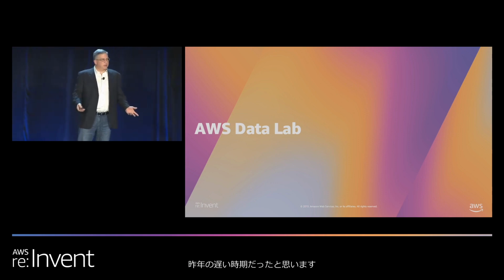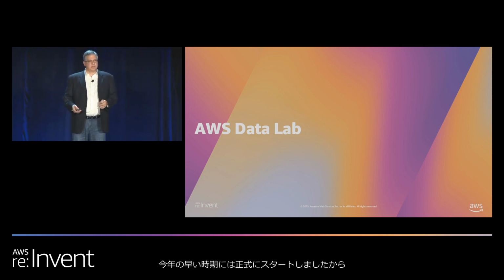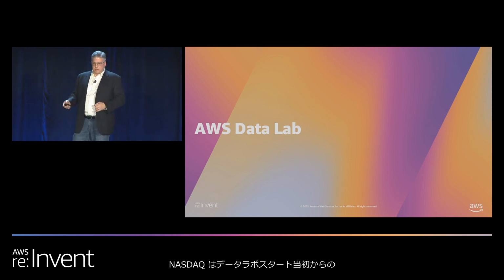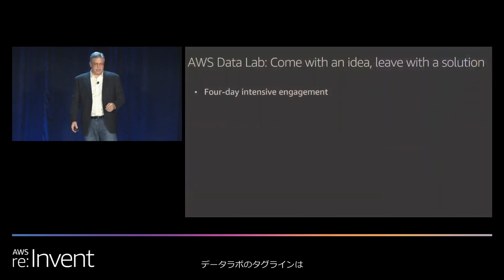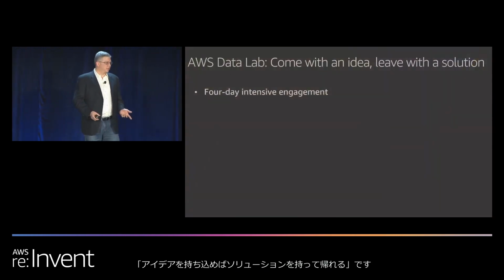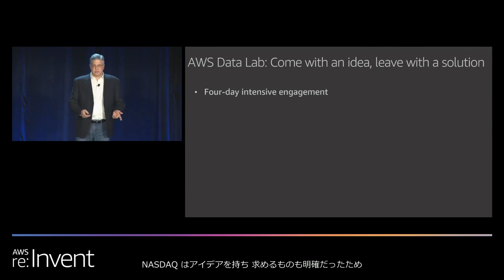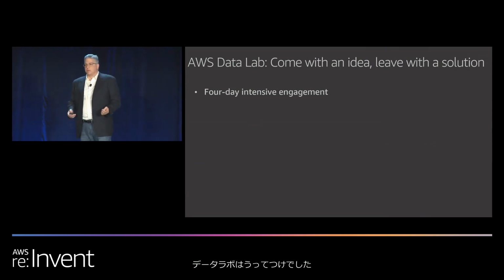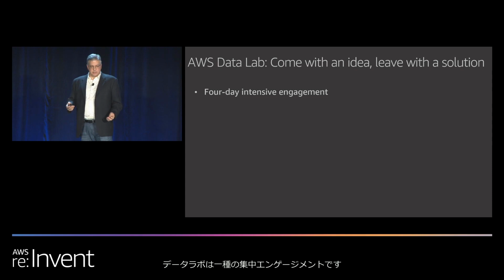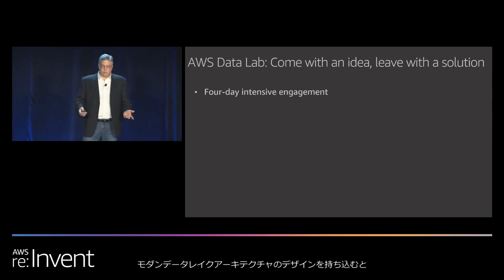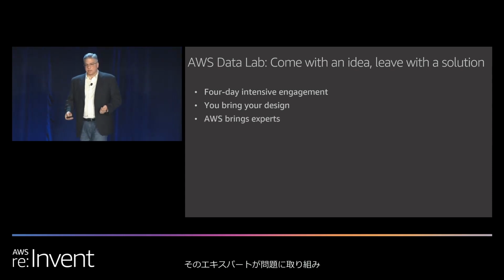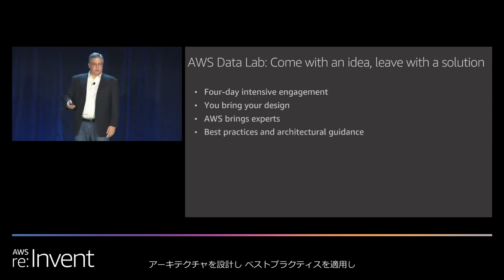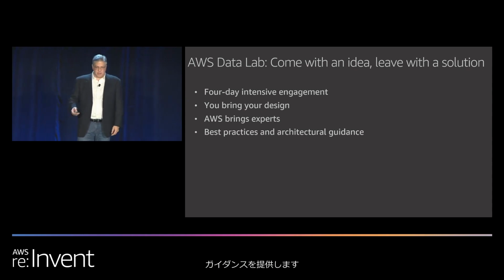Data Lab is something that we started, I think, late last year. Earlier this year, we started to really formalize it. And so Nasdaq was actually one of the earlier customers with Data Lab. Data Lab has a tagline, come with an idea and leave it as a solution. They had an idea, they knew exactly what they wanted to do, which is perfect for Data Lab because Data Lab is a very intensive engagement where you're going to bring your design, modern data lake architecture. AWS is going to bring experts, and those experts are going to work through the issues, work through the architecture, apply best practices, and provide guidance.